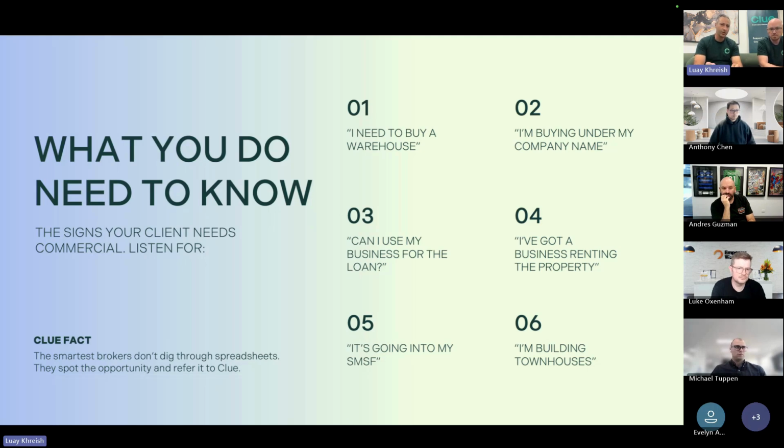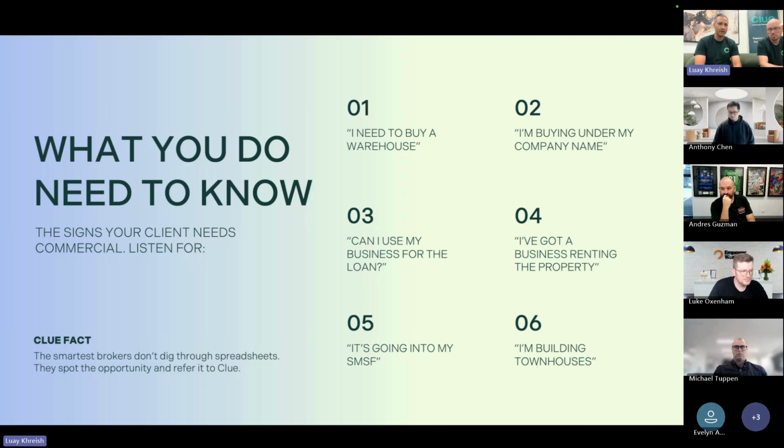So this is what you do need to know. Just look out for the cues that a client might be inadvertently telling you that they need a commercial lending solution, i.e., I need to buy a warehouse. It's quite clearly a commercial purpose there. Or I'm buying under a company name. This will further the questioning for you. What are you buying under the company name? It might be a factory. It might be an office. Can I use my business for the loan?